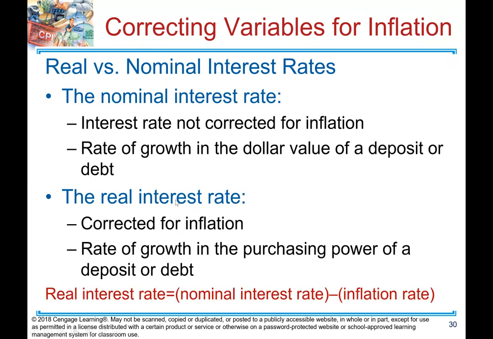Nominal versus real interest rate. The nominal interest rate is the interest rate not corrected for inflation. It's the rate of growth in the dollar value of a deposit or a debt. So the interest rate quoted in the bank is usually the nominal interest rate. The real interest rate is the rate that is corrected for inflation, the rate of growth in the purchasing power of the dollar. The formula for converting nominal to real is: real interest rate is equal to nominal interest rate minus inflation rate.